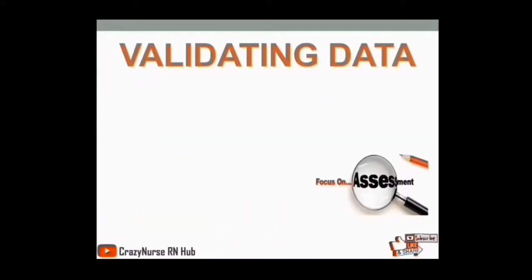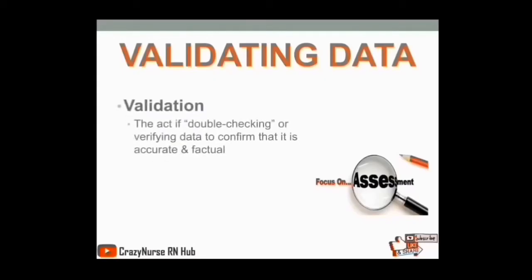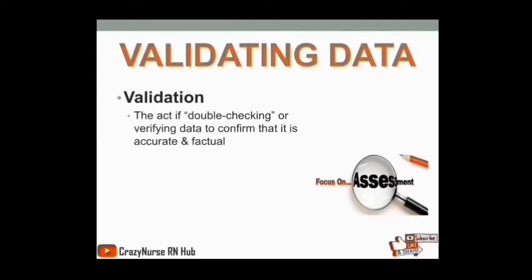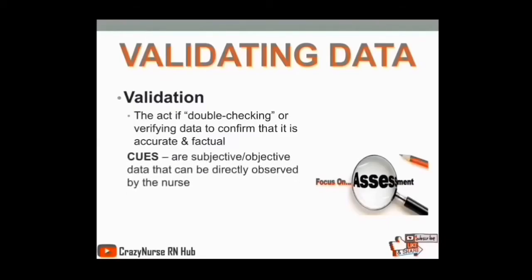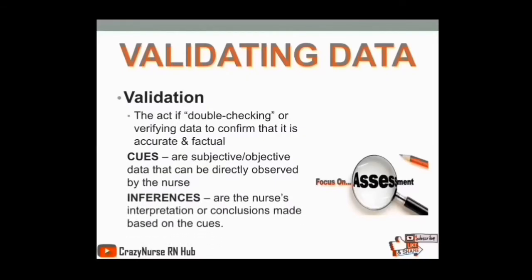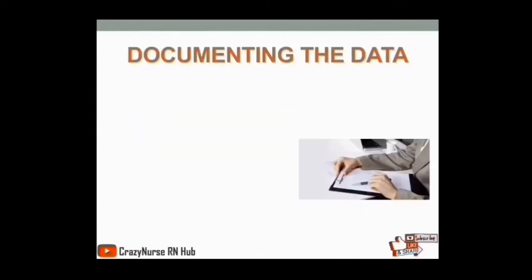Now let's proceed to validating data. When we say validation, it is the act of double-checking or verifying data to confirm that it is accurate and factual. We also have cues, which are subjective or objective data that can be directly observed by the nurse. And when we say inferences, these are the nurse's interpretation or conclusions made based on the cues.